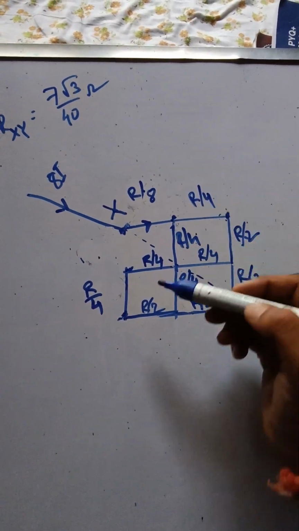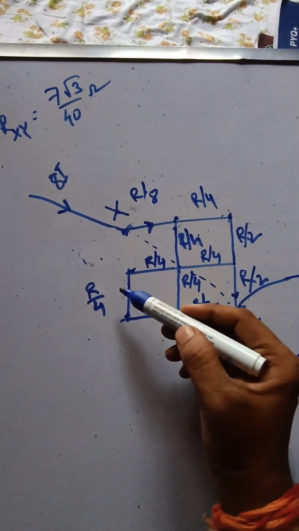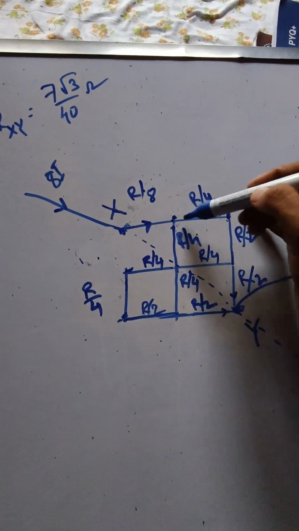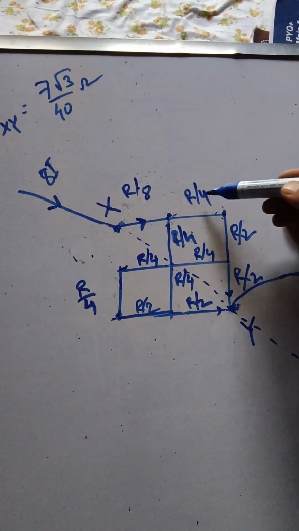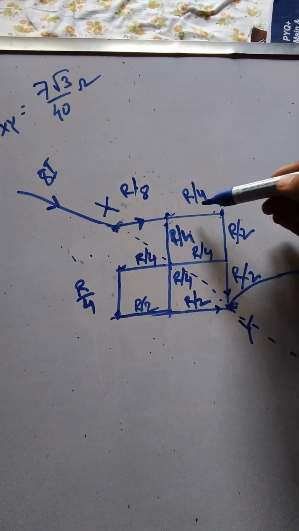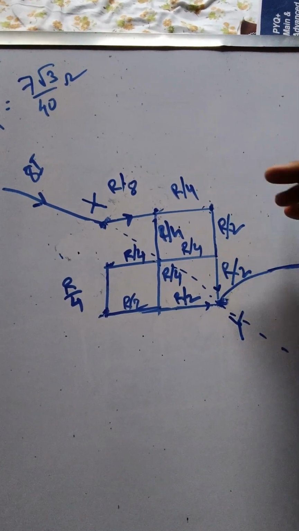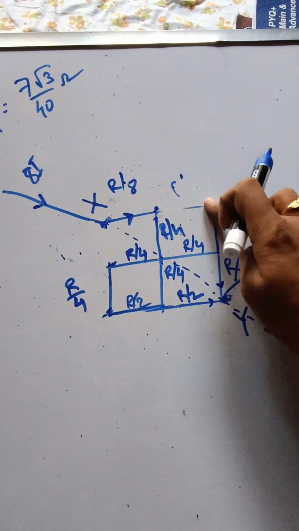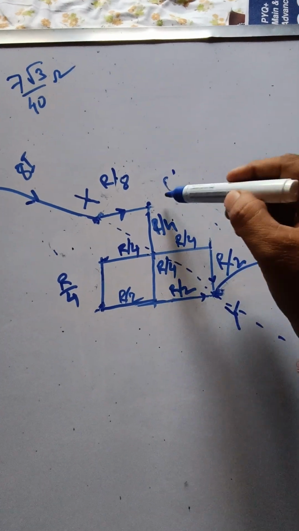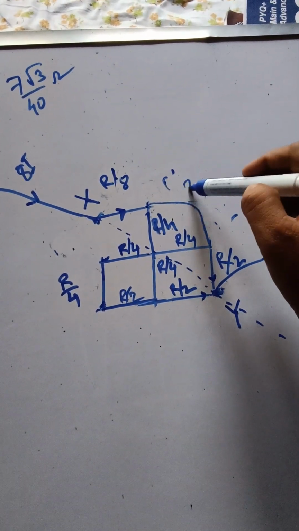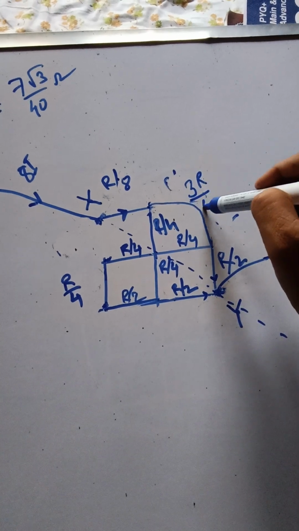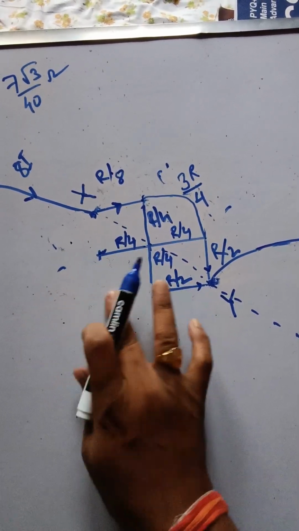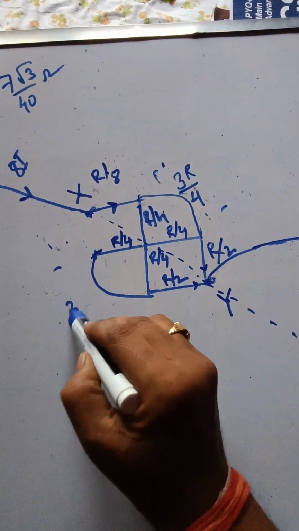This is R by 4. So this is actually a series connection. So you can take a single resistance replacing R by 4 and R by 2, these 2 parts, by 3R by 4. So remove this part and take a single resistance of the value 3R by 4. Okay, this is also 3R by 4. This is a series connection. So this is 3R by 4.